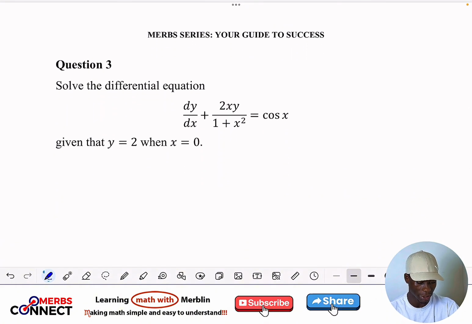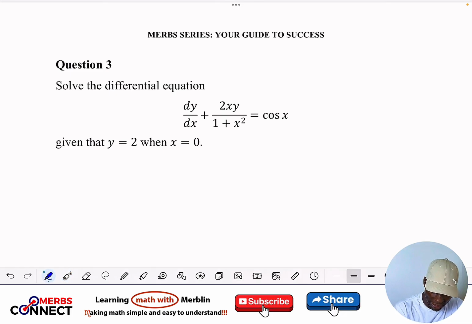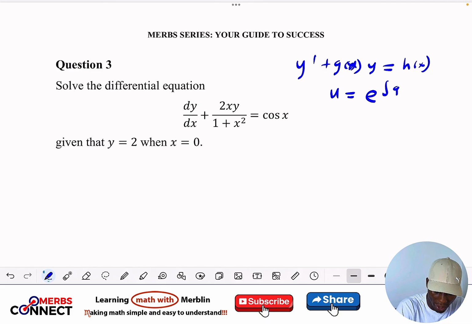Now let's look at the third question here. Our third question is a first order linear equation, or linear first order differential equation, because we have it to be differentiated first. So as I said, always remember, y prime plus g of x y should be equal to h of x, and then our mu is equal to e to the power integral of g of x dx. So what can we do here?